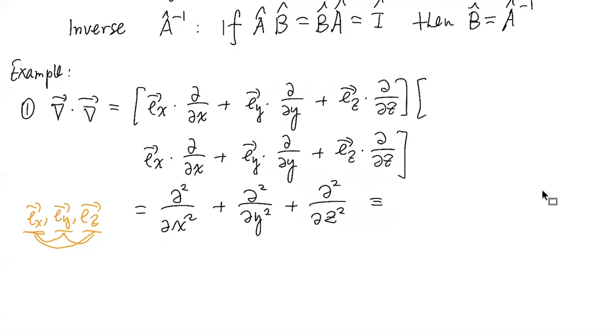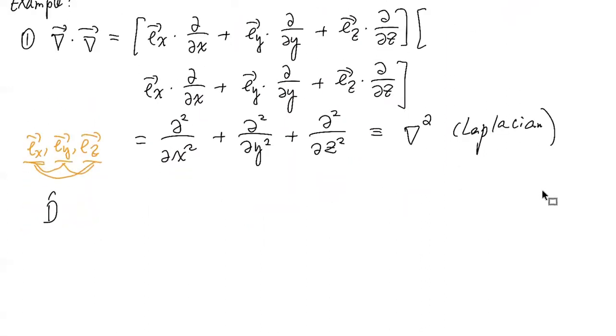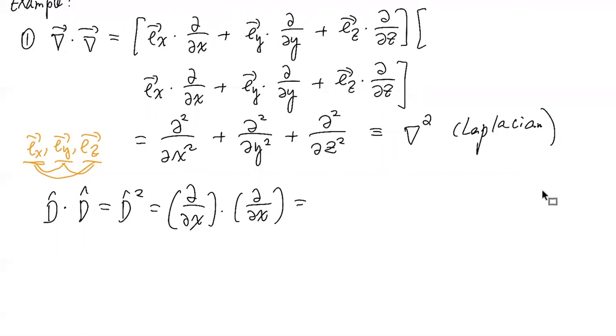So we can denote this as del squared. This is called the Laplacian operator. It's very common in quantum mechanics. So here, we have used the fact that d times d, or d squared, is partial x times partial x, which gives you the second order differentiation, partial squared, partial x squared. Okay.